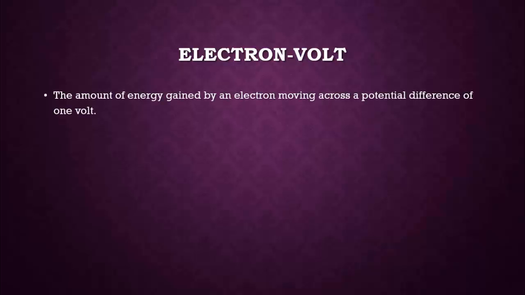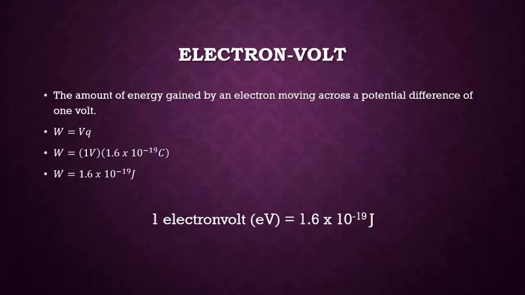That energy unit, eV, stands for electron volt. An electron volt is the amount of energy gained by an electron moving across a potential difference of 1 volt. Let's calculate it. Work equals potential difference times charge, and if we plug in 1 volt and the charge of the electron, we get a work of 1.6 times 10 to the negative 19 joules. This means that 1 electron volt is equal to 1.6 times 10 to the negative 19 joules. You should write this down in your notes, but keep in mind that this is also found on the front page of your reference tables.